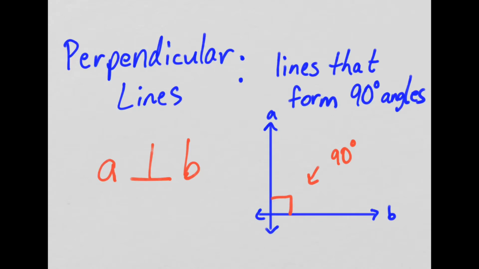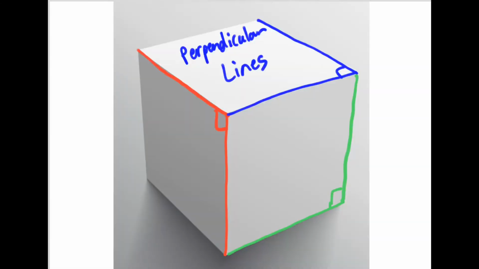The third type of line, a perpendicular line, these form 90-degree angles. There's this symbol here to say that A is perpendicular to B. It's kind of like an upside-down T. And then the square in the corner of an angle indicates that angle is 90 degrees. Perpendicular lines on this cube include the red here, the blue, and the green, among others.